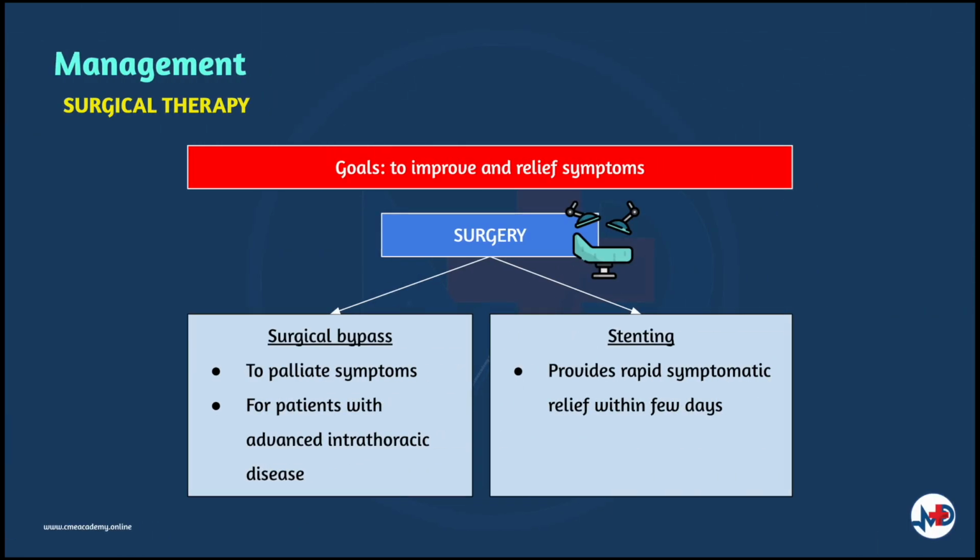Surgical procedures are done to improve and relieve the symptoms. Surgical bypass of the superior vena cava may be a useful way to palliate symptoms. Indications for proceeding with such procedures are not fully clear. For the most part, these are patients with advanced intrathoracic disease amenable only to palliative therapy. The principal options for endovascular therapy today are stenting, percutaneous transluminal angioplasty, thrombolysis, or some combination thereof. In most patients with SVCS, stenting of the SVC provides rapid symptomatic relief within a few days.